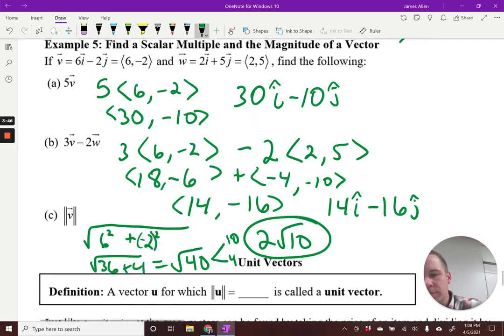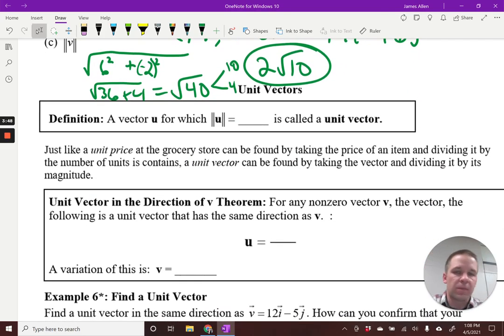All right, so a unit vector has a magnitude of 1. I like this comparison: just like a unit price at the grocery store is found by taking the price of an item and dividing it by the number of units it contains, a unit vector can be found in the same fashion. We take the vector and divide it by its magnitude, its length, so kind of like asking what it is for 1.